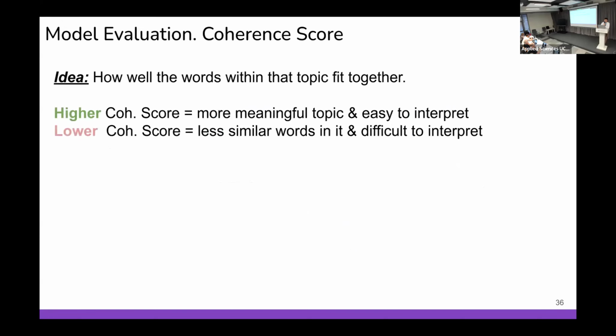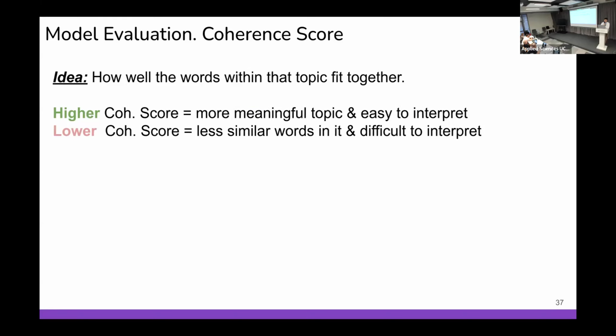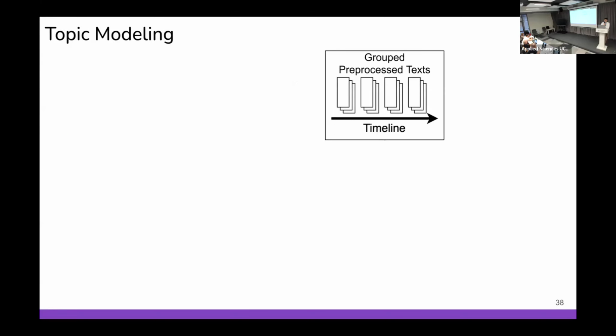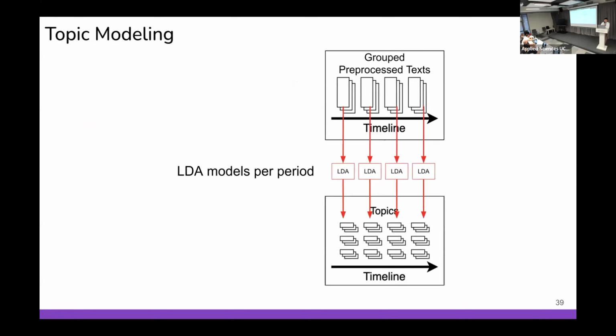To evaluate the model, we were using coherence score. The idea behind coherence score is to show that words that are returned by the model fit together. A high coherence score means that it's a more meaningful topic, and it is easier to interpret. A lower coherence score is the opposite situation, less similar words, and it is more difficult to interpret. So we had grouped text. We applied this grouped text per period into the LDA model, and we had topics per period.